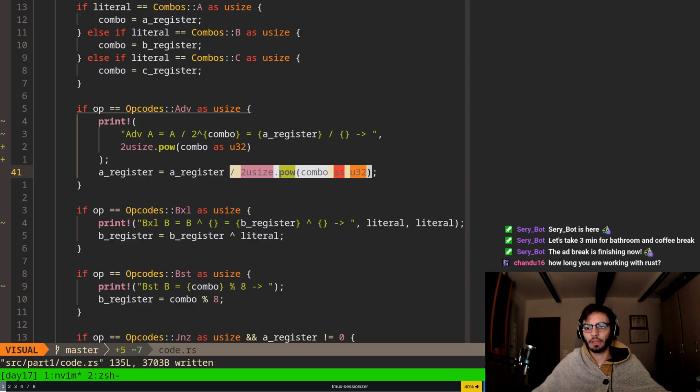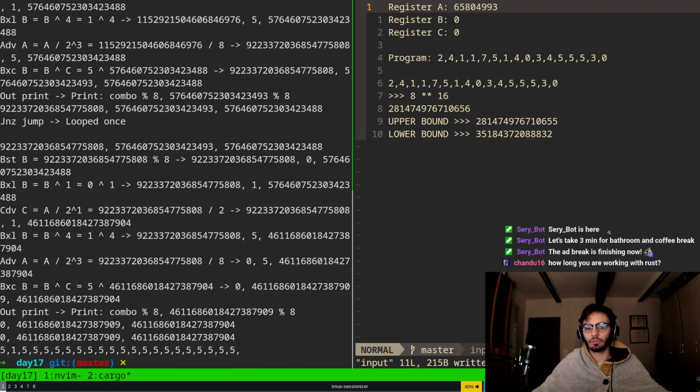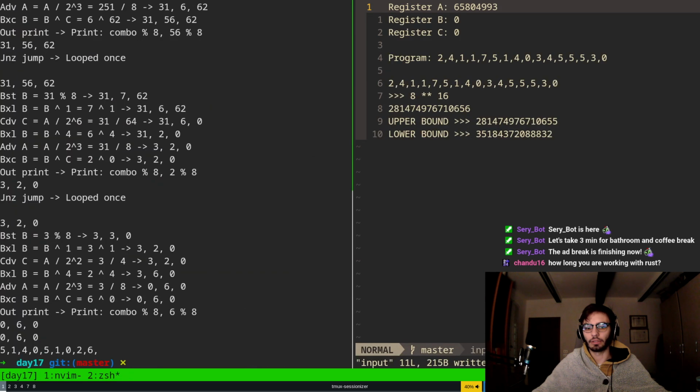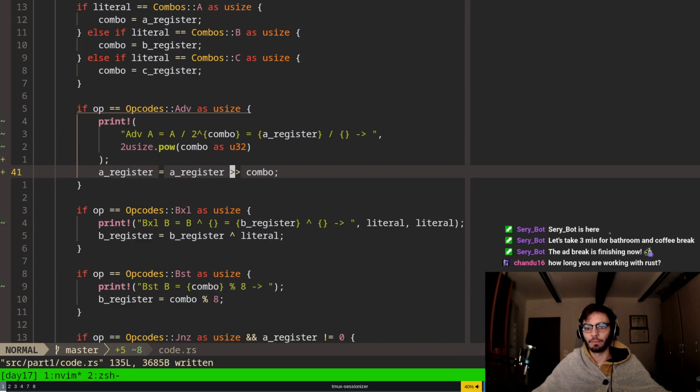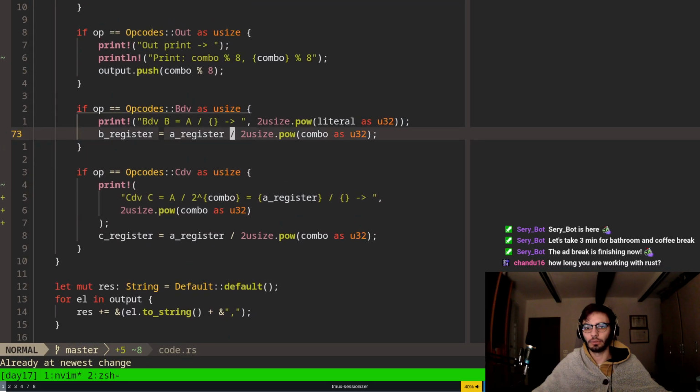I can shift as many times to the left as the combo. Okay, I believe I shifted them in the incorrect place. Right, so those are right shifts. Very well. So that's the first kind of optimization, which is very reversible.